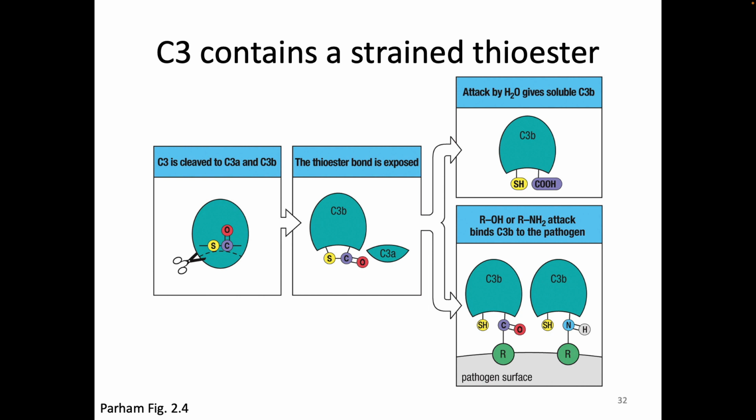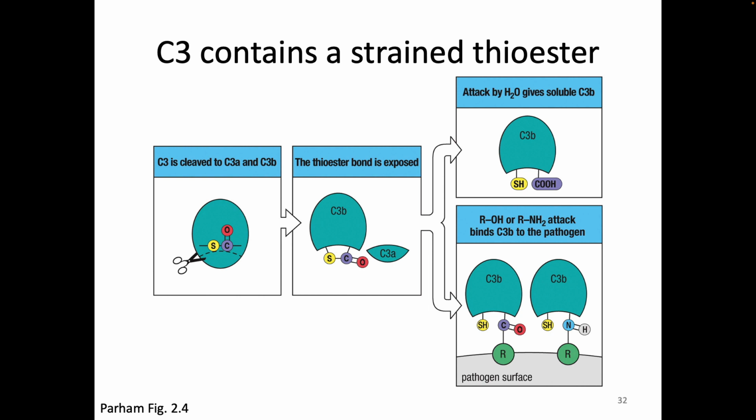When C3 spontaneously breaks, we have this bond free, and that bond is a really good nucleophile. It wants to attack something. It wants to react. It's really, really reactive.